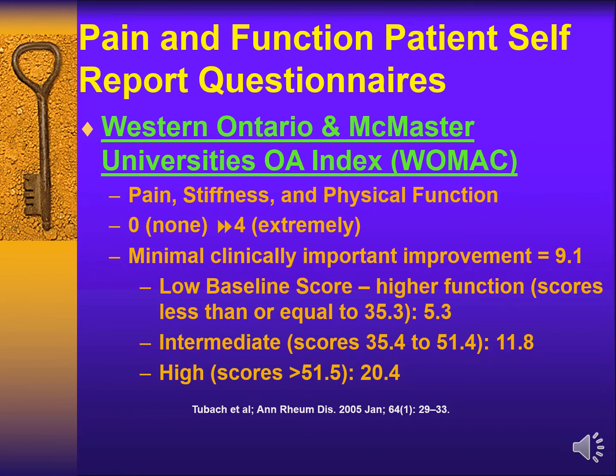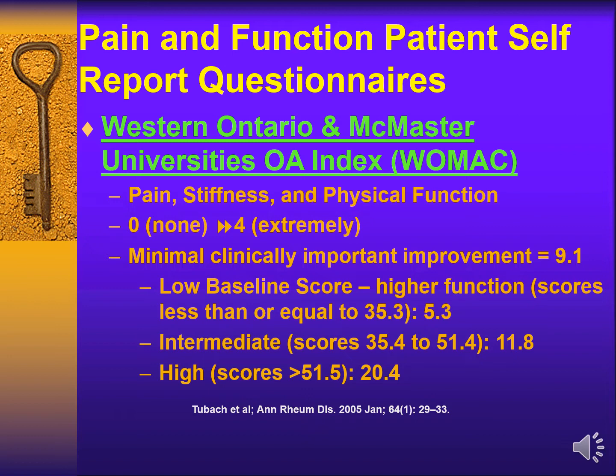If we look at scores at baseline, like individuals who have a low baseline score, which means they have a higher functional score to begin with, so they come in with higher levels of function, anything less than 35 points, we want to see changes of about 5 points to determine that the patient is improved. If we're dealing with intermediate scores, anywhere between 35 and 51, we're looking for change scores of about 11 or 12 to know the patient improved.